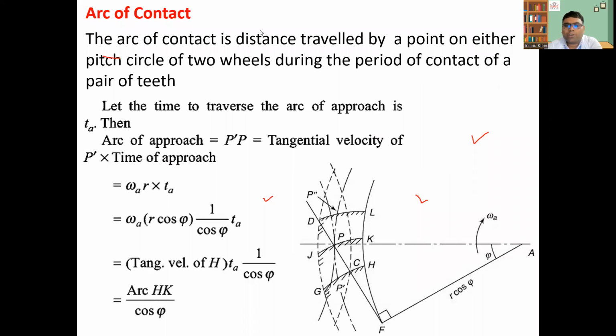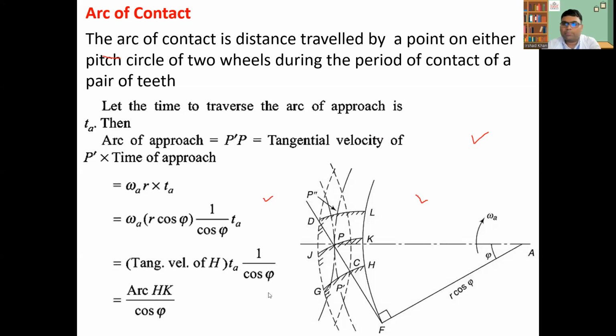So the arc of contact is basically the distance traveled by a point on either of this circle of two mating gears. This is called the pitch circle. You can see we have made one circle. This is called the pitch circle. So this P dash, P and P double dash, this is called the arc of contact.